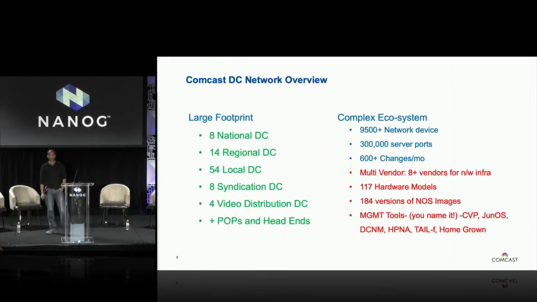OK, so the data center footprint at Comcast: we have 8 national data centers, 14 regional, 54 local, and a bunch of others, a total of about 90 sites. The focus today is primarily on the nationals, because that's where we are doing SONiC. In terms of devices, we are looking at about 9,500 network devices just for routing and switching, the devices that we know about, which gives us close to 300,000 server ports. And we do 600 plus network changes a month, again, the changes that we know about.